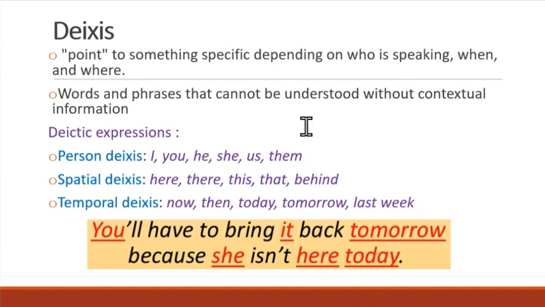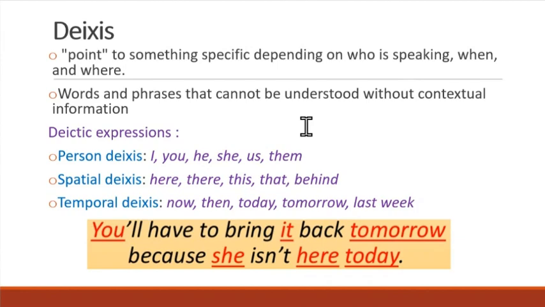Okay. Spatial deixis refers to place: here, there, this, that, behind. So what does here mean? Here is here at my side. Okay, we have different locations around me that can mean here, but we don't know exactly. Okay, so the meaning needs to be understood using the context. Without context, we don't understand.